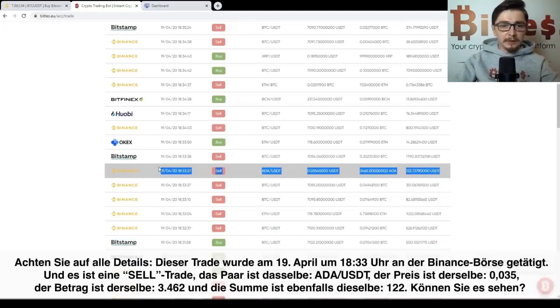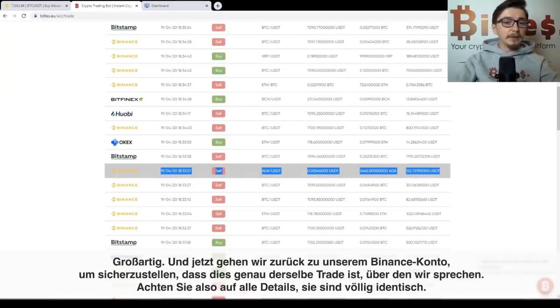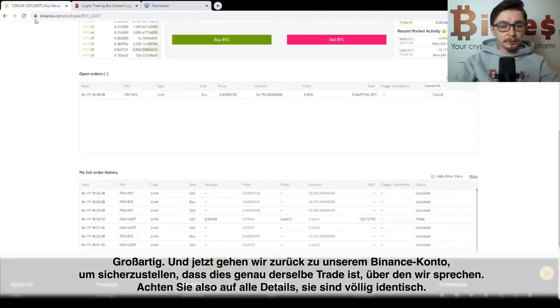Pay attention to all the details. This trade is made at Binance Exchange on April 19 at 18 hours 33 minutes. And it's a sell trade. The pair is the same, 88 to USDT. The price is the same, 0.035. Amount is the same, 3,462. And the total is the same as well, 122. So this is the trade. Do you see it? Great. And now let's go back to Binance to make sure that this is exactly the trade and nothing is wrong. So pay attention to all the details. They all are congruent.